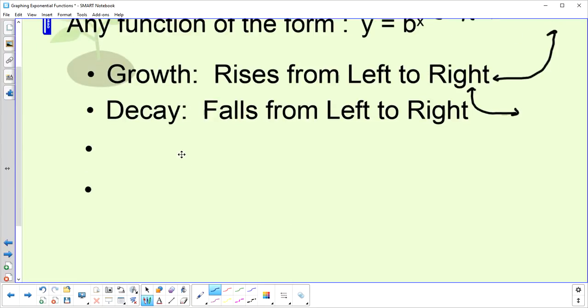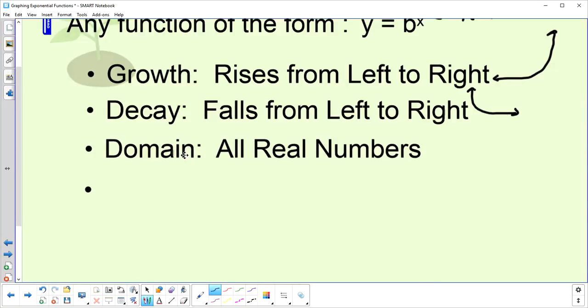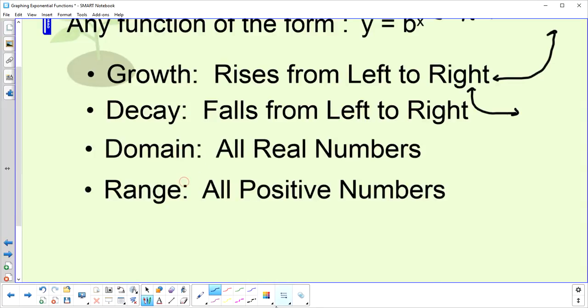Okay, the other things we're going to talk about then, our domain, we talked about last time, is all real numbers, and our range is all positive numbers. So we would write all positive numbers for the range, because remember, range is y, as greater than 0. Okay, it will never be equal to 0, and it will never be negative.